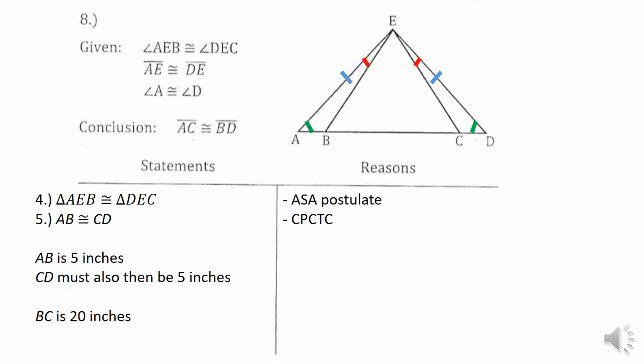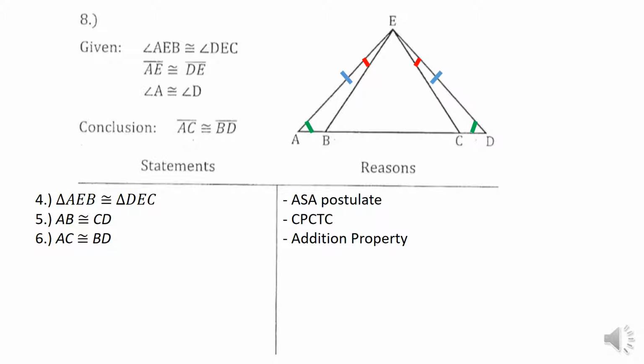AC is equal to AB plus BC. That's what segment AC is. And AB is 5 inches and BC is 20 inches. So AC is 25 inches. The same exact thing is going to apply for BD. BD is also going to be 25 inches. So in other words, we know that AC must be congruent to BD. And we're saying this because of the addition postulate.